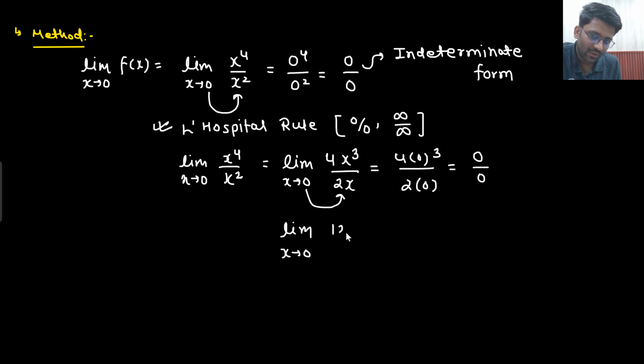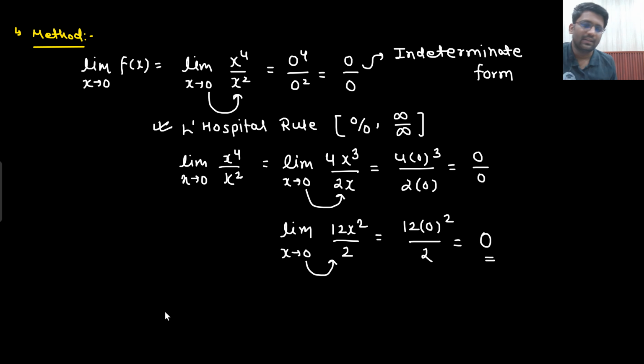So what are you getting now? 4 into 3, 12x square divided by 2. Now if you put 0 here, what answer are you getting? 2 into 0 square divided by 2. The answer is coming out to be 0. So this will be your final answer. So limit x tending to 0 of x to the power 4 divided by x square will come out to be 0.